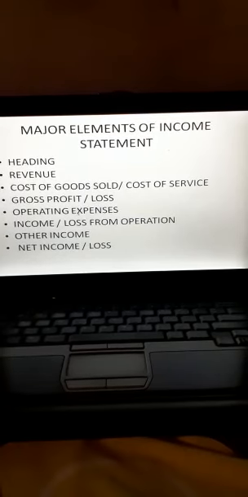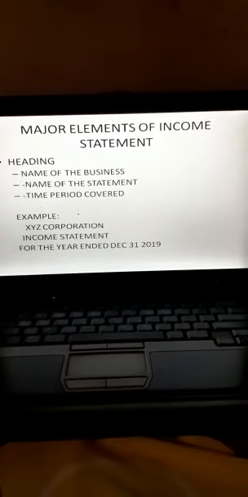The first part which I am going to discuss here is the heading. The heading entails three subparts: name of the business, name of the statement and time period covered. Name of the business means the name of the organization. Then we have the name of the statement, whatever we are going to prepare here, and as we all know, we are learning the income statement here. The third thing we mention is the period. As I have already discussed regarding the time period, it could be for the month ended, the quarter ended, or the year ended.